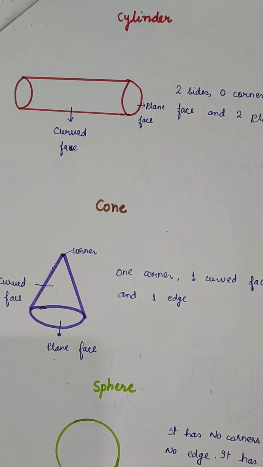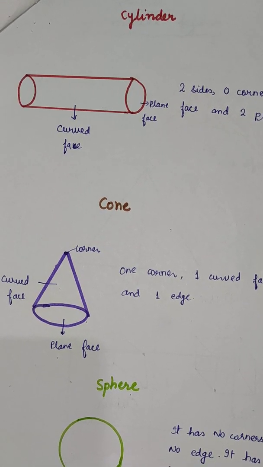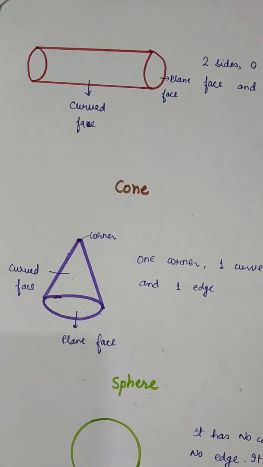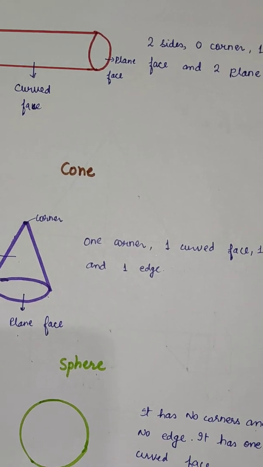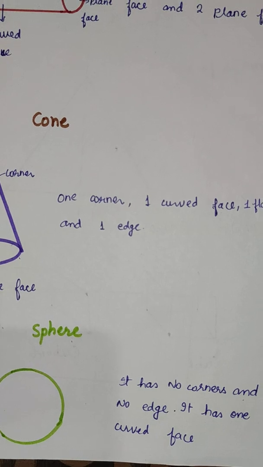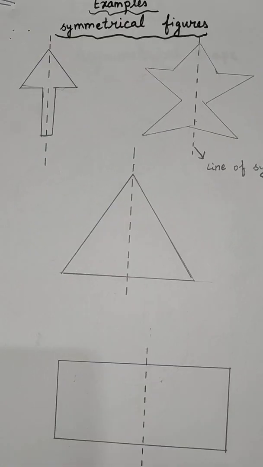Cylinder has 2 sides, no corner, 1 curved face and 2 plain faces. Cone has 1 corner, 1 curved face, 1 flat face and 1 edge. Sphere, it has no corner and no edge. It has 1 curved face.